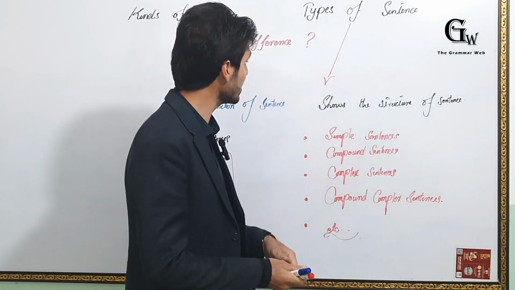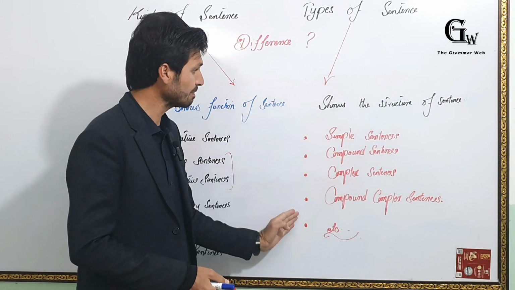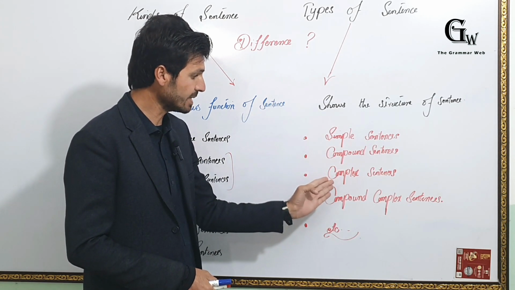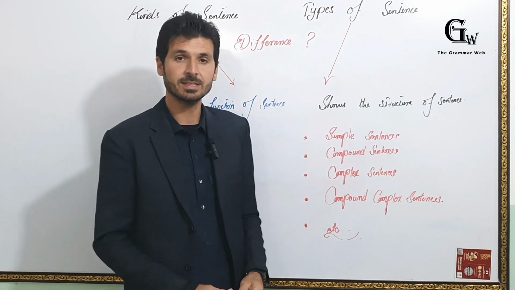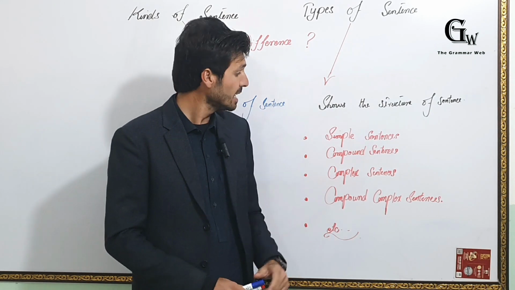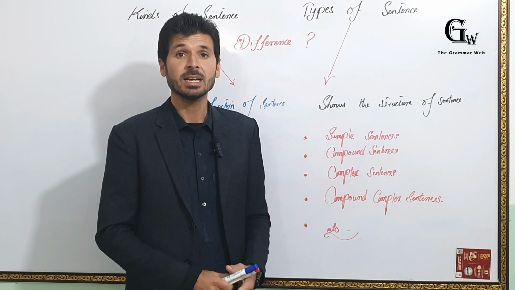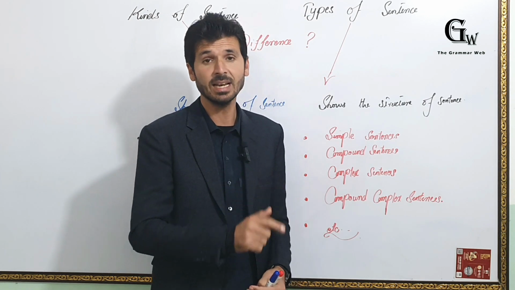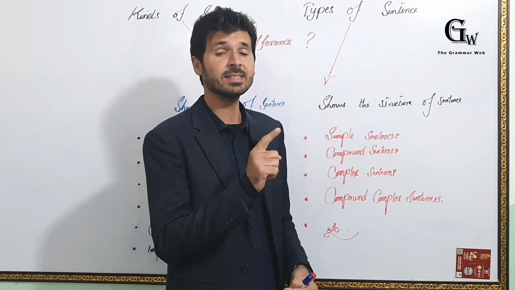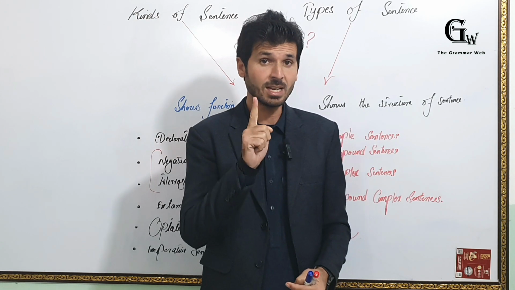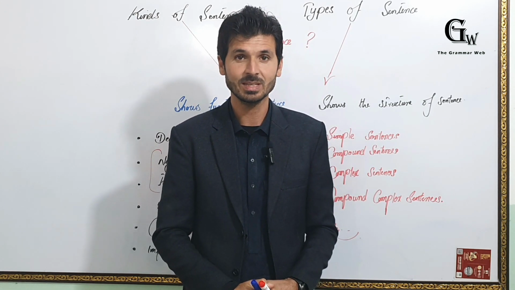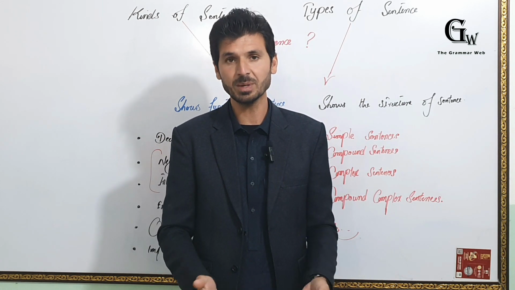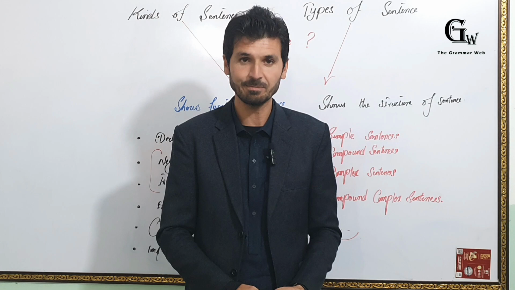But if you come to this category, types of sentences: simple sentence, compound sentence, complex sentence, and compound complex sentence. If you look at the simple sentence, here we will not discuss the function of simple sentence. We will say that simple sentence is that sentence that consists of one subject and one predicate. Clear? It is one main clause, because simple sentence is also called a main clause as well.